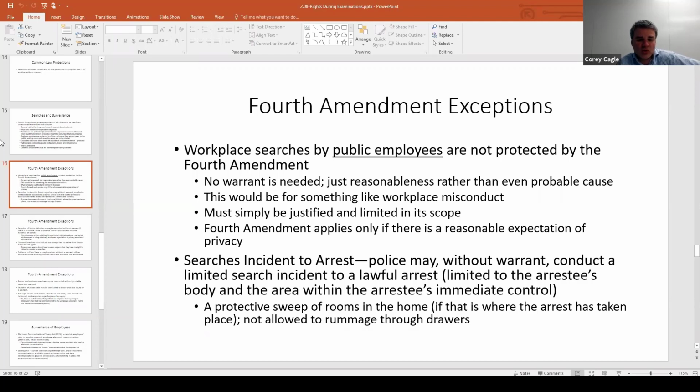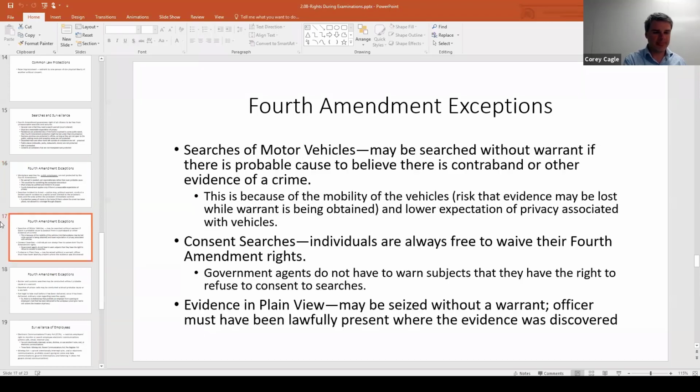Searches incident to arrest are an exception. Again, if you've seen TV shows, you kind of know how this works. Police can, without a warrant, do a quick, limited search on the arrestee's body and areas within their control, and a protective sweep of rooms in the house if that's where the arrest took place. You can't go looking through drawers and stuff, though.